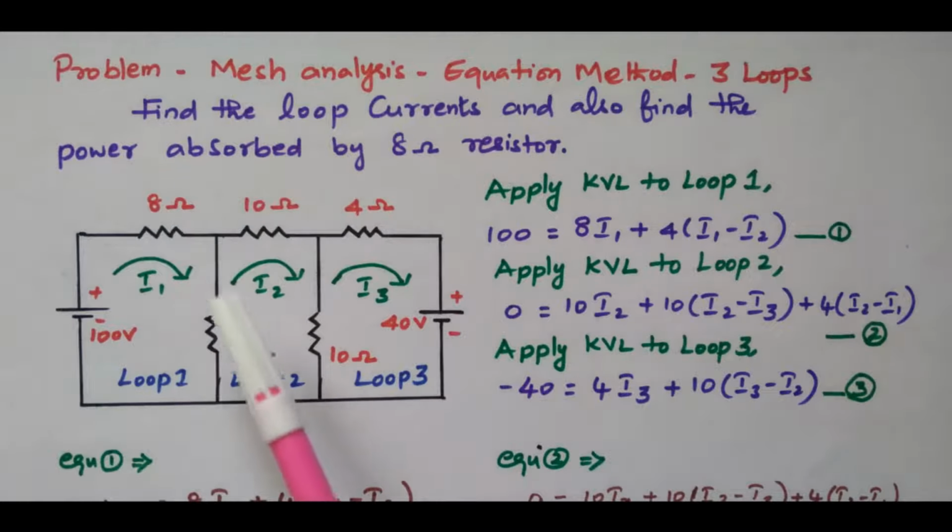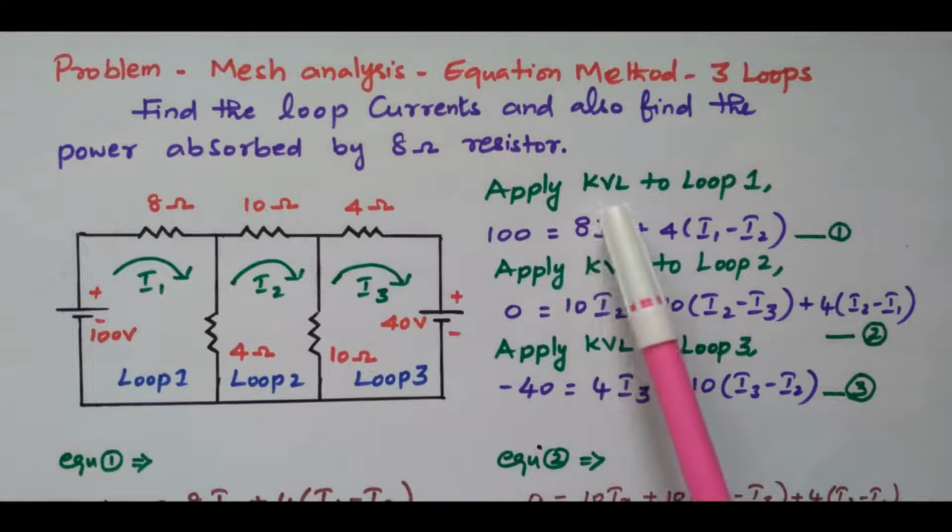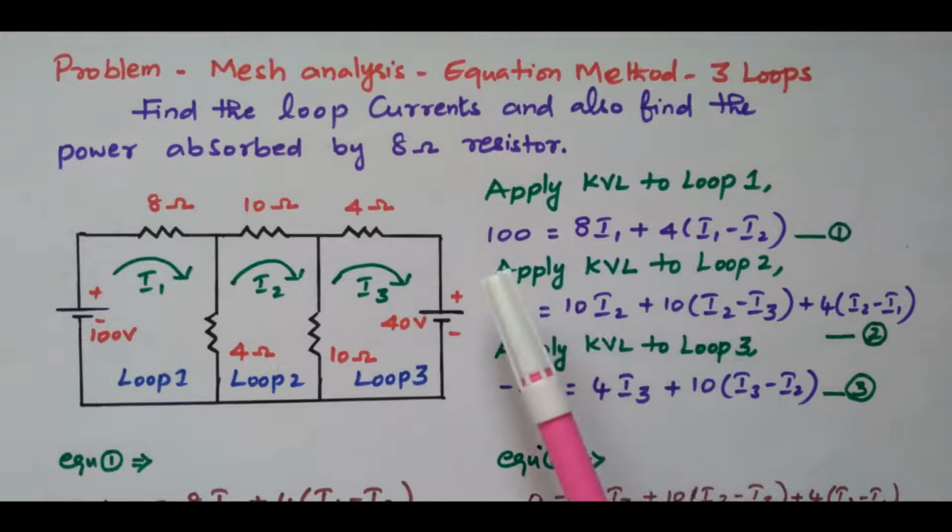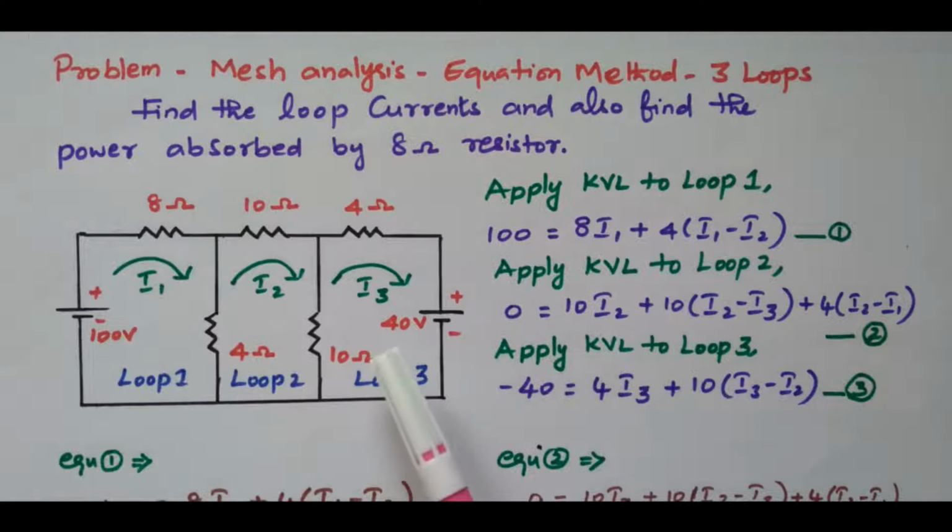By using this equation method we need to frame three different equations by using Kirchhoff's voltage law for loop 1, loop 2, loop 3. By solving these three equations, we can find these three currents I1, I2, I3. There are three loops available, so we need to frame three equations. By solving them, we are able to find these three loop currents.